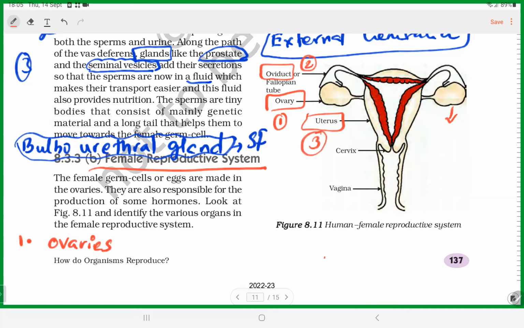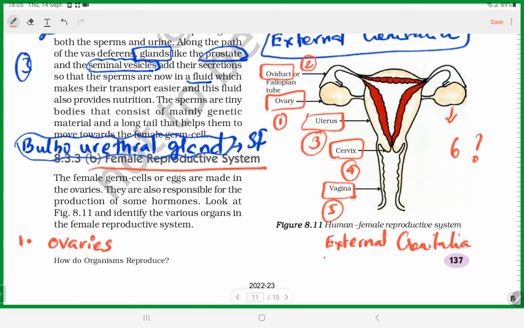Then the fourth component is the cervix, and the fifth component is the vagina. Okay, 5 components. And what is the sixth component? Of course, the external genitalia. Females have external genitalia. Even one more component is there. What is it? The seventh component you can say for female.